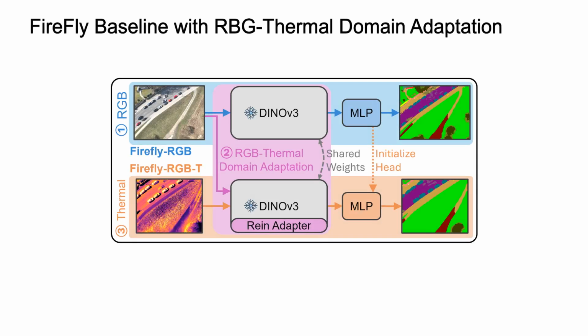We also introduce Firefly, a simple yet effective baseline for RGB and thermal semantic segmentation. Firefly combines a frozen DINOv3 encoder with a lightweight MLP head for RGB segmentation, and it uses parameter-efficient adapters to map thermal features into the RGB feature space. Training proceeds in 3 stages: standalone RGB training, RGB thermal domain adaptation, and thermal fine-tuning. This stage design keeps most parameters frozen, making Firefly well-suited for scalable, cross-modal training on large RGBT datasets.